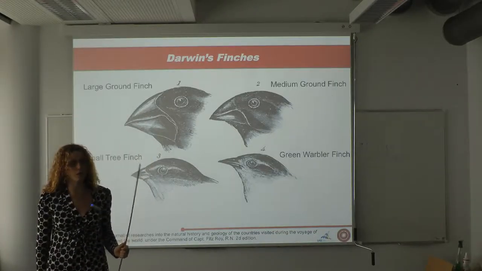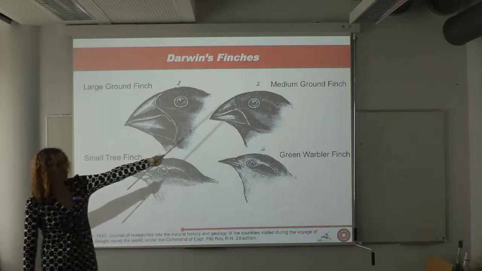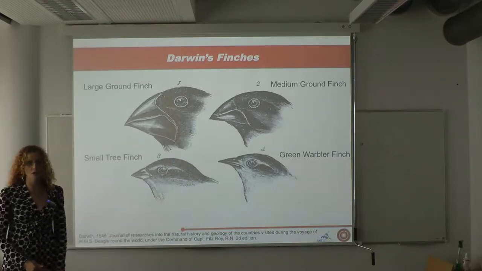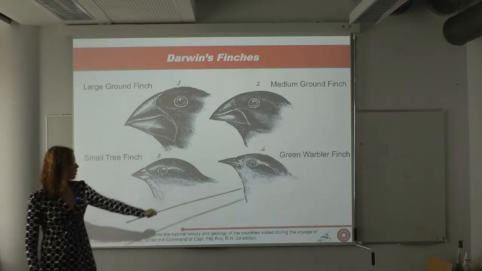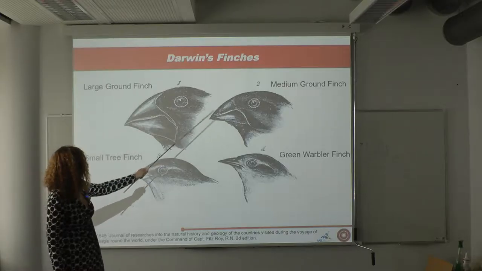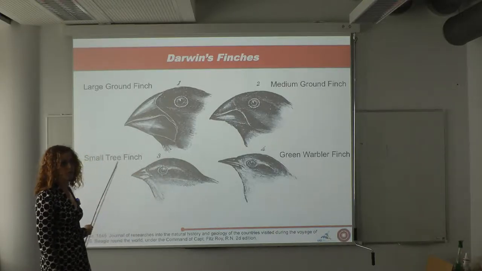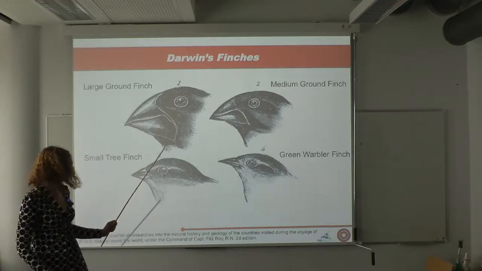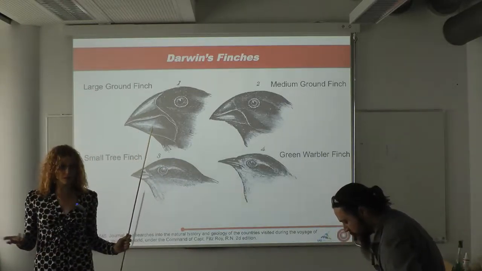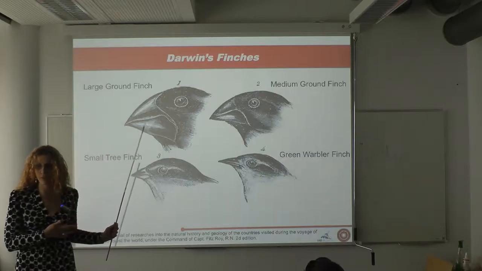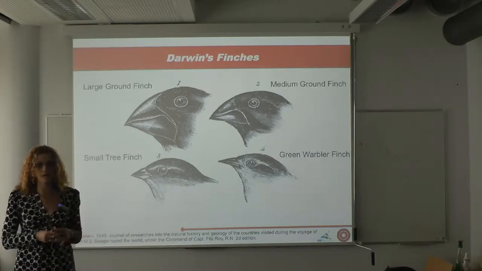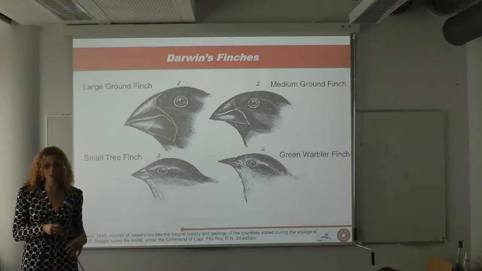Now Darwin knows them as large ground finch, medium ground finch, green warbler finch, and small tree finch. Now I'm sure if I had color, this guy would be green somehow, but I have no idea how to tell large from medium from small, and whether it lives in a tree or not, right? But apparently they had some classifications on the basis of which they could actually name them, right? So this was okay for these birds. It was okay in 1859. It was okay for an observationalist.